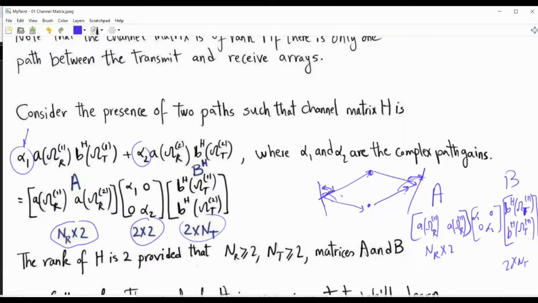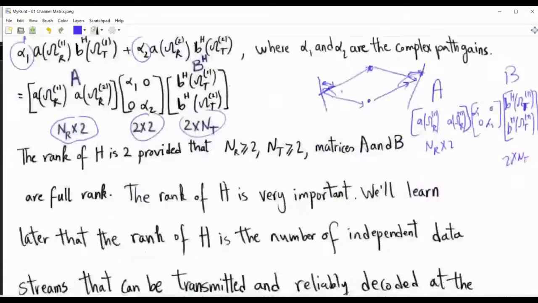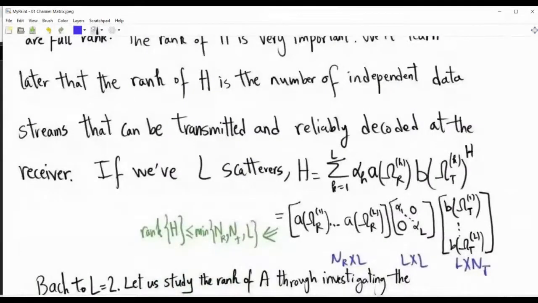So it's not just that it may be 2 or not. It turns out that you don't just need two scatterers to get a rank of 2. You also need another condition that I will talk about shortly. Okay, and here let's scroll to the general case.